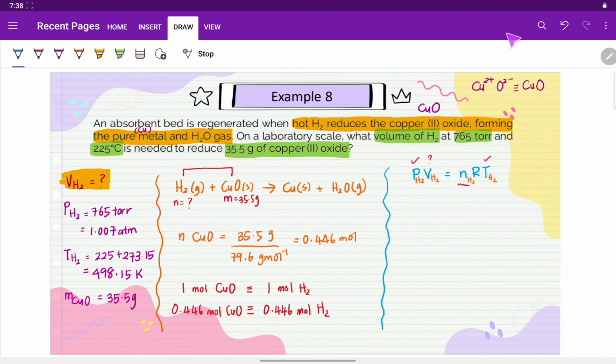Okay, so saya substitutekan. Okay, make sure pressure, ATM, volume yang kita nak cari. So, nanti kita akan dapat volume dalam liter. Number of mole over here. Gas constant, pilih yang betul. Temperature in Kelvin. So, you will get your final answer as 18.1 liter. Okay, so dekat sini saya labelkan siap-siap volume H2. Tadi kat sini 2, saya dah tukar. Patutnya H2, hydrogen gas. So, dapatlah awak punya jawapan dekat sini.